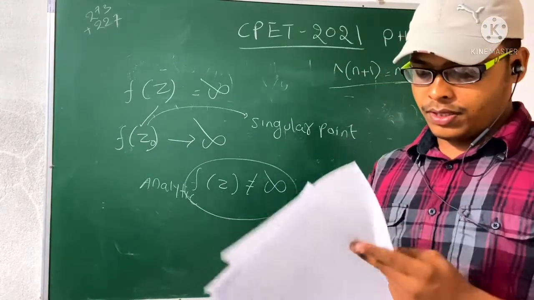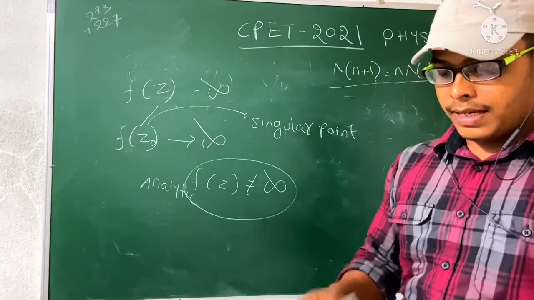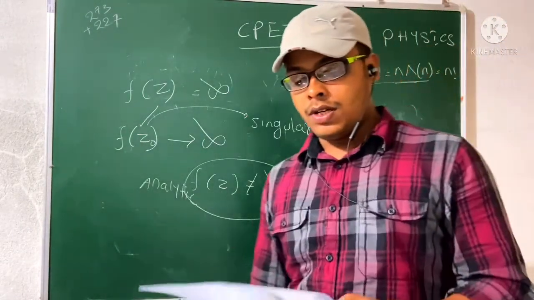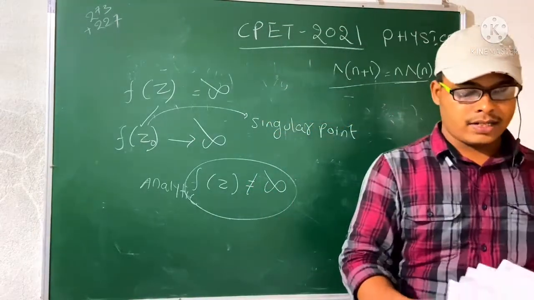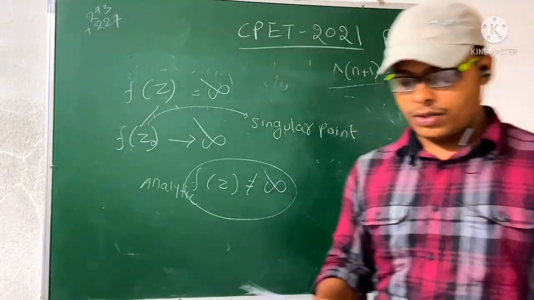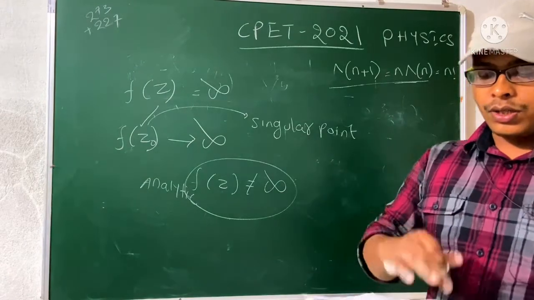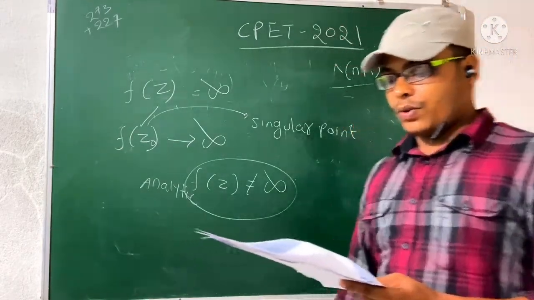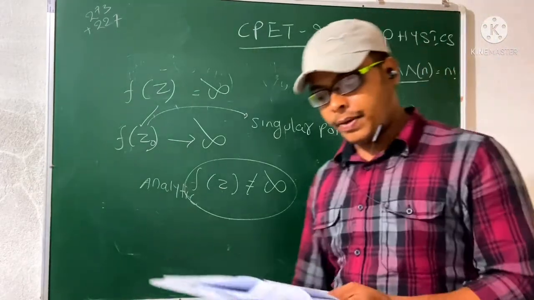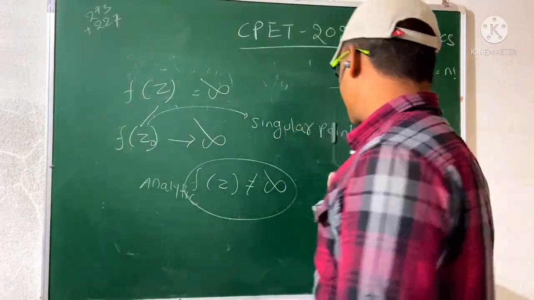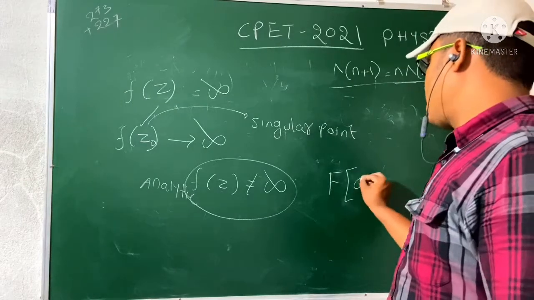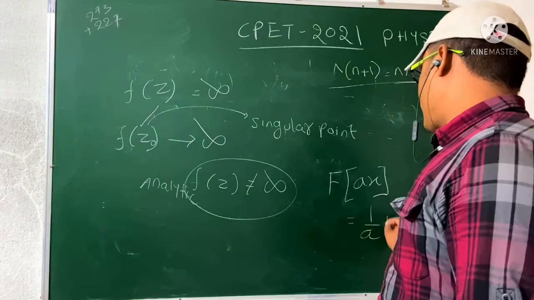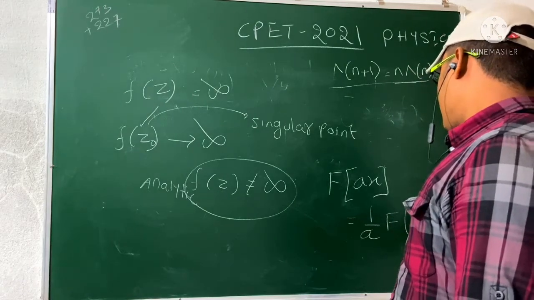So the 12th answer is option B, correct. Now, what are the properties of Fourier transformation? This question was also asked in the previous year question paper. The question is different, but this is the property of the Fourier transform. If F(s) is the complex Fourier transform of f(x), then what is the complex Fourier transform of f(ax)? This is the direct question: 1/a F(s/a).